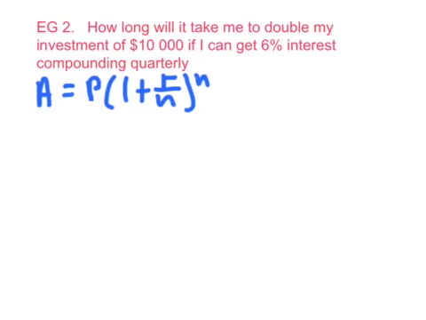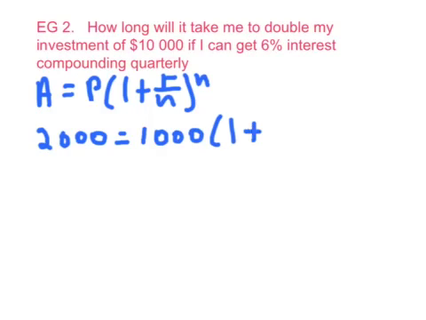Alright, so, well, the amount is going to be $20,000, isn't it? That's the amount I want to get to. And that's got to equal 10,000 bracket 1 plus R. Well, the interest rate's 6, but it's compounding quarterly, so I've got to divide by 4 and then put it over 100. And that's what I've got to find, the number of payment periods right there.